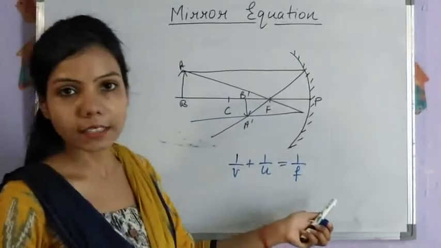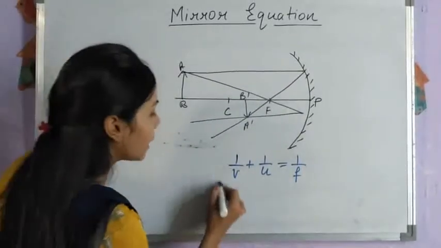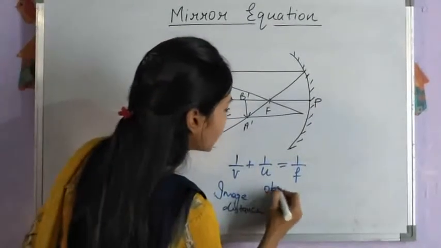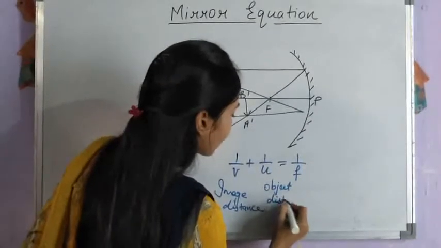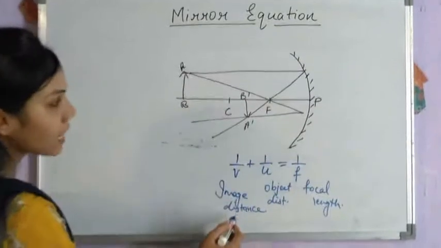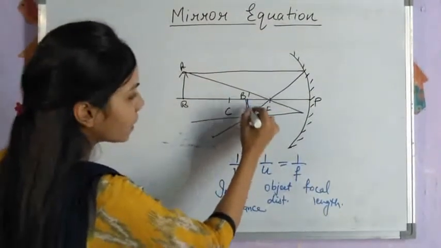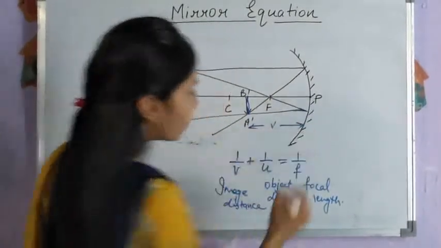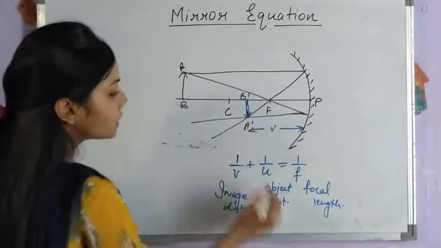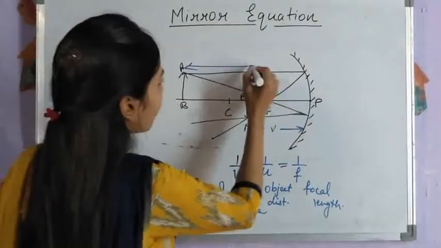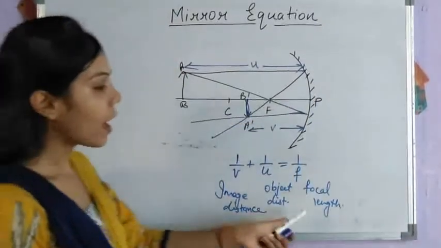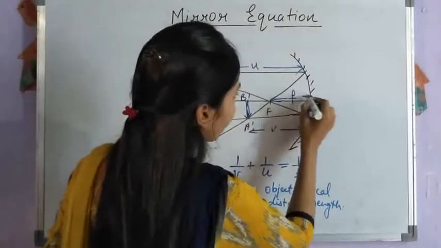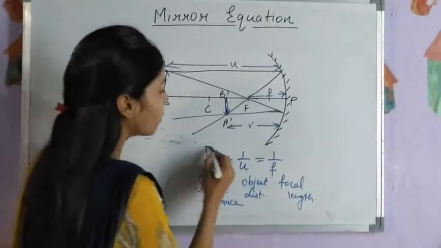What does each letter symbolize? v is the image distance, u is the object distance, and f is the focal length. v is the image distance. So this is our image, right? So the distance of this image from the pole will be our v. Also u is the object distance. So we will consider this distance of the object from the pole as u, and f, the focal length, is the length between the principal focus and the pole. So this will be our f. So this is our mirror formula.